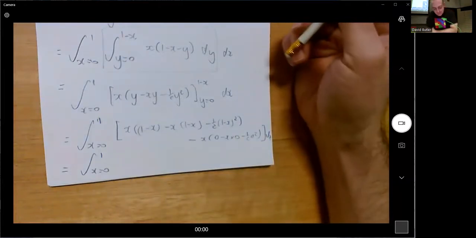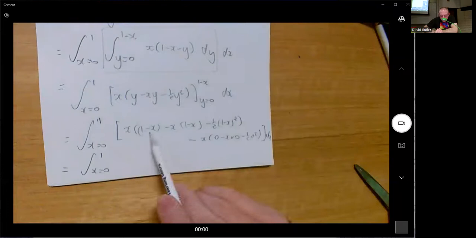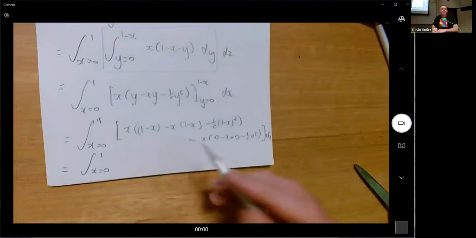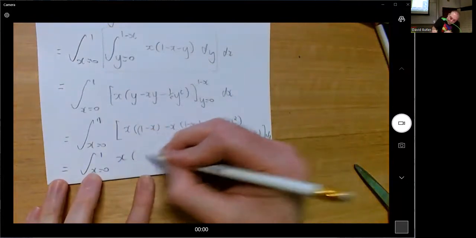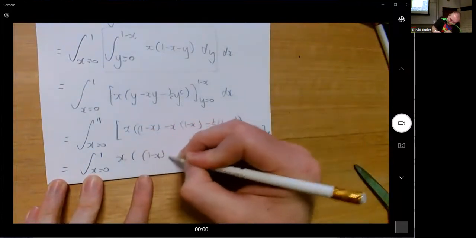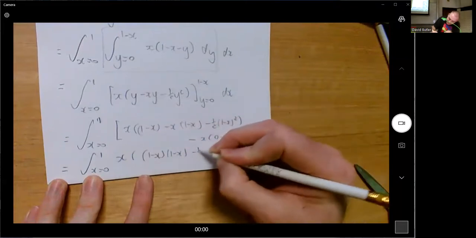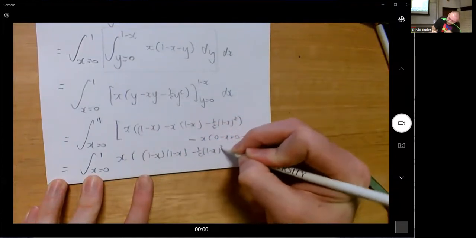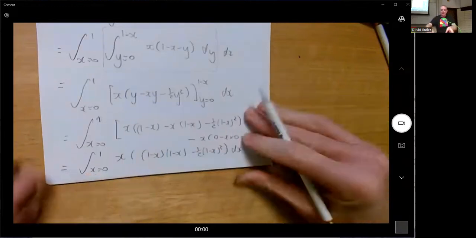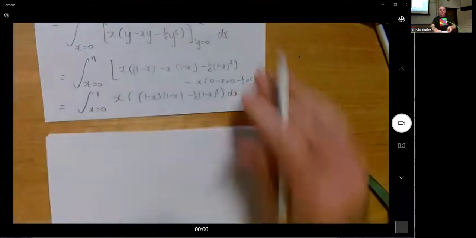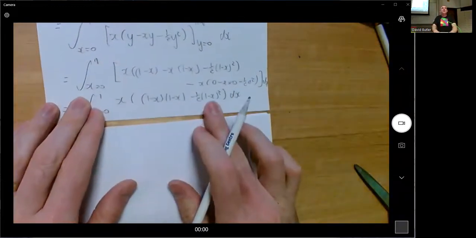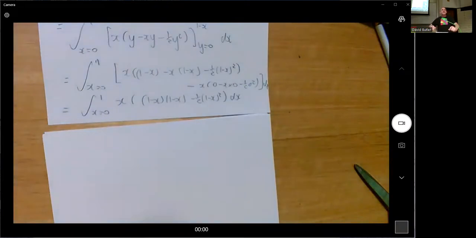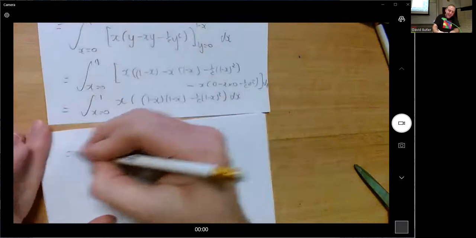Oh, look at this. There's a 1 minus x in both of these. And I'm left behind with a 1 minus x. Oh, that's so cool. Look, that's a 1 minus x squared minus half of 1 minus x squared, which is half of 1 minus x squared. Because we had one of them and we took away half, so we're left with half. Yay.